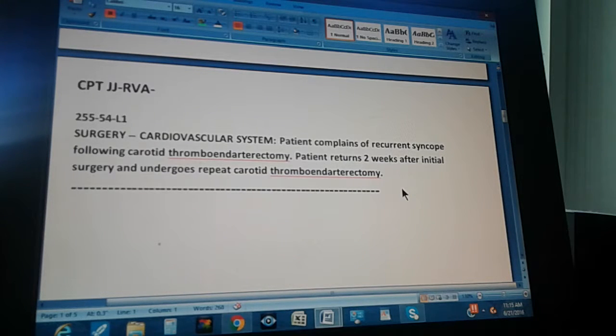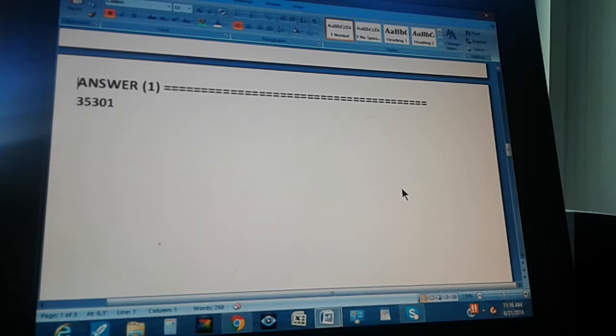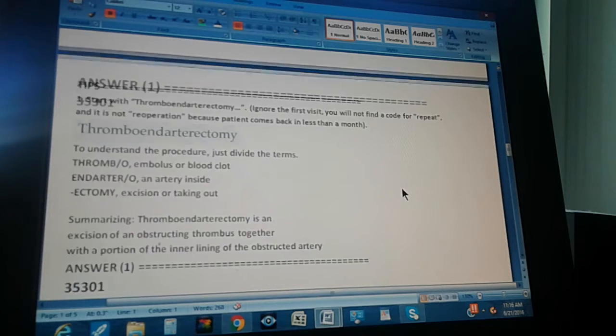Now we're going to count to 3, so you can pause the video and give us the CPT code for this procedure. 1, 2, 3. Okay, the answer is 35301. You got that? If you got it, congratulations. If you didn't get it, let's explain a little bit of what it is. I'll give you some tips.